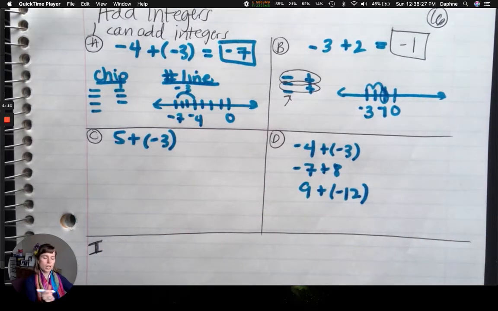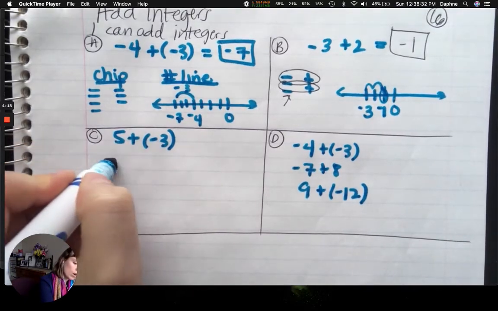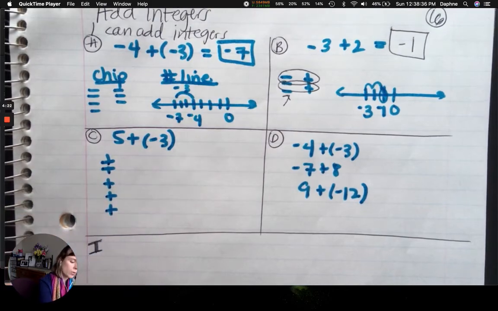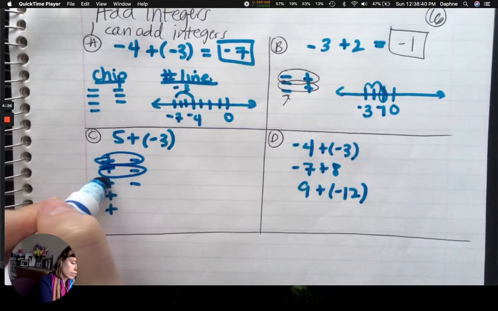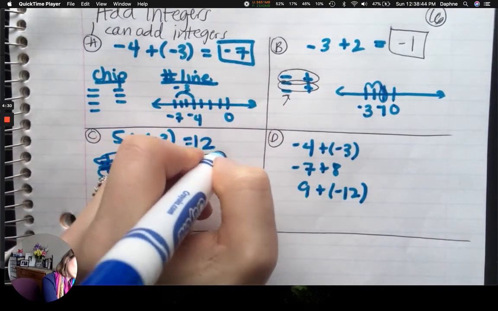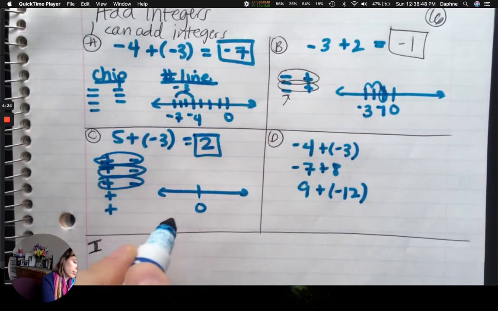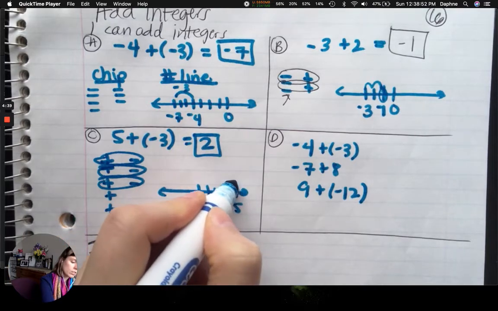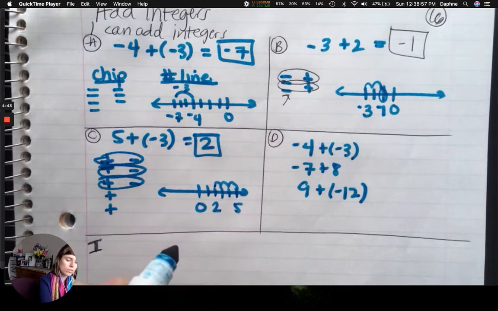Thank you for coming back. So on C, the chip method should give you +5. So 3, 4, 5, and then adding 3 negatives. So 1, 2, 3. These make 0, those make 0, those make 0. So I'm left with 2 positives. If I was on a number line, I would be at +5 first. 1, 2, 3, 4, 5. And then I would go -3. So I'd be spending $3 and I have $2 left over.